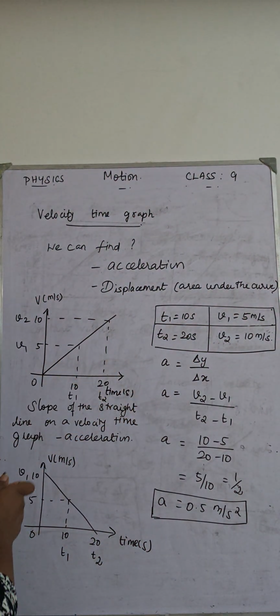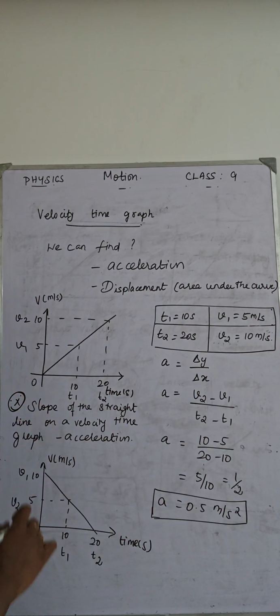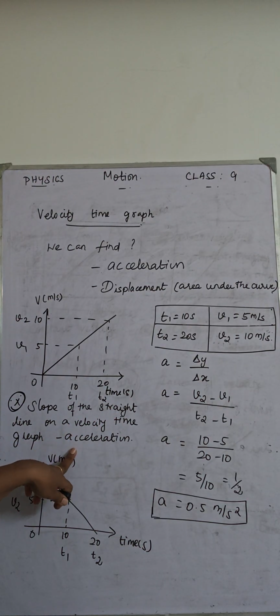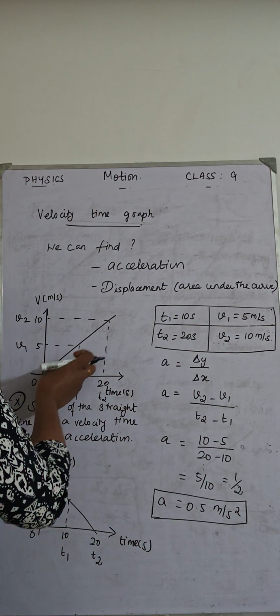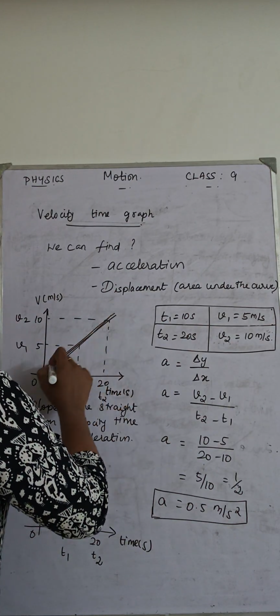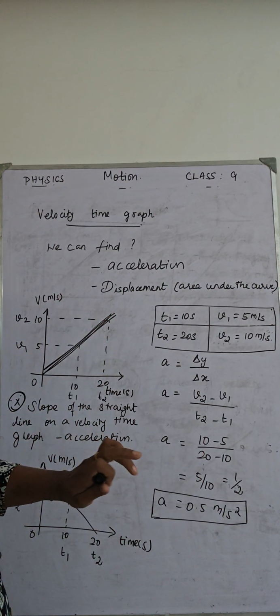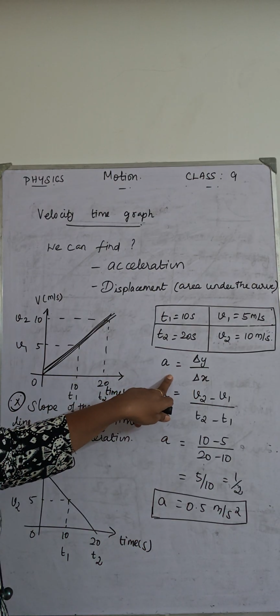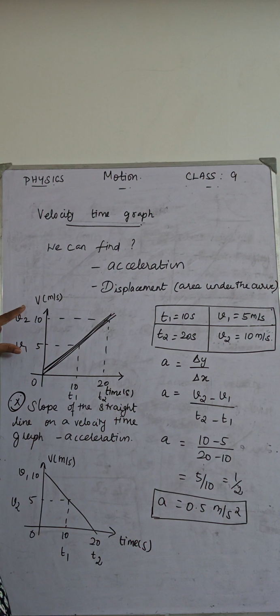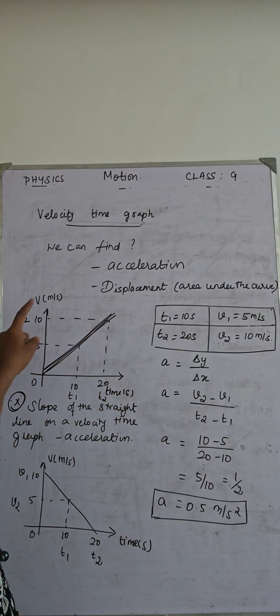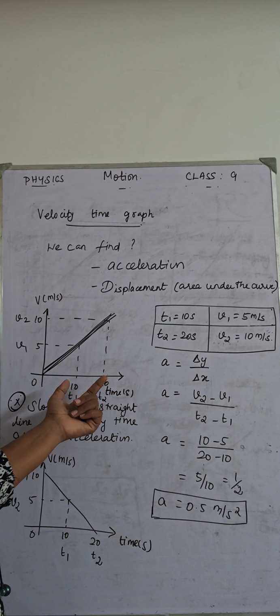This is very important, make a note. The slope of a straight line on the velocity-time graph gives you the acceleration. I read again: the slope of the straight line on the velocity-time graph gives you the acceleration. We have to find the slope value, which gives the acceleration value. How to find the slope? Acceleration is given by a, which is the change in the y-axis value with respect to the change in the x-axis, the difference in y and the difference in x.